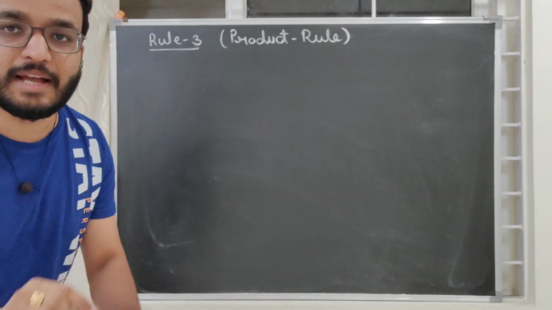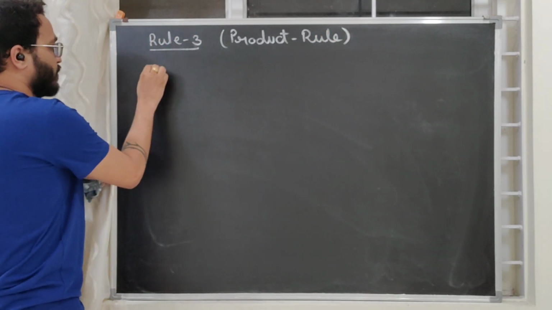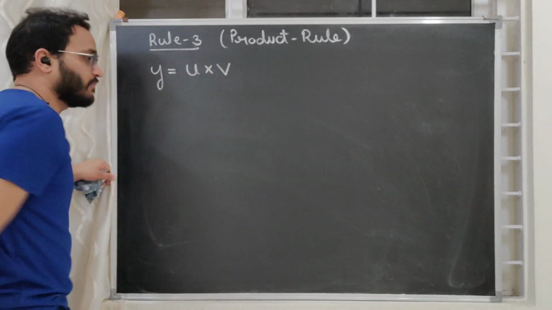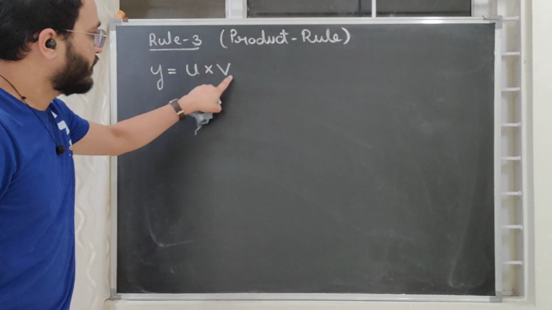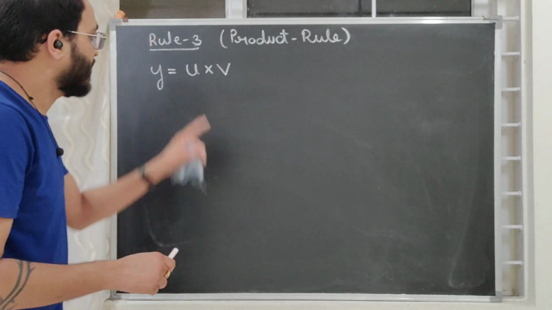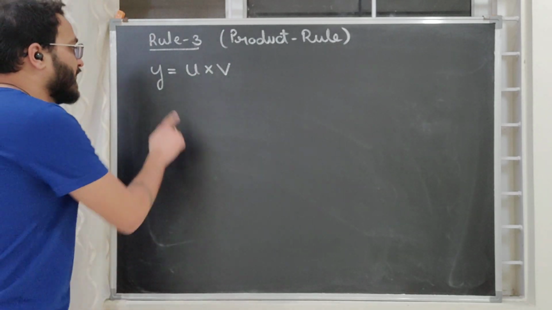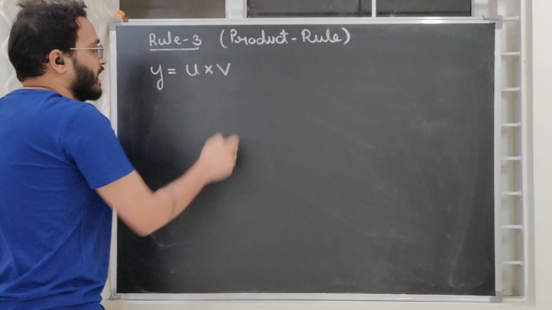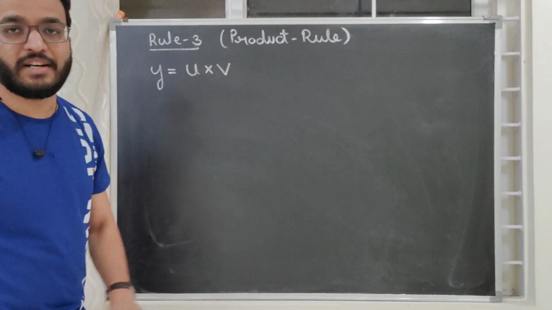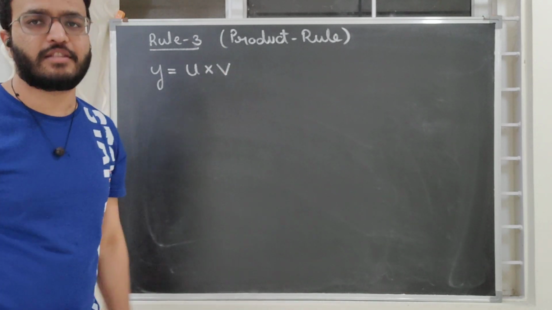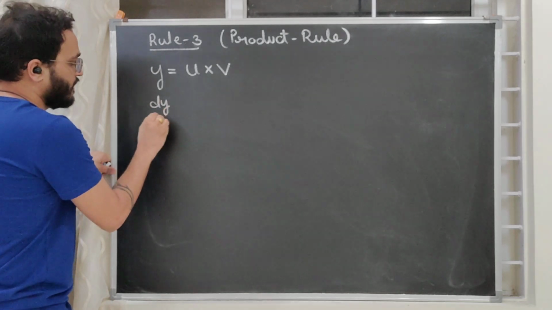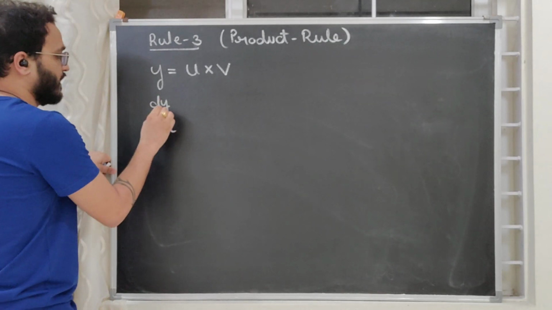Now what is going to happen here is, suppose y is given as u into v, right? That means two different mathematical functions are given which are multiplied with each other. So y is the product of u and v. Now y is also a function of x, u also depends upon x, v also depends upon x somehow. So if you differentiate y, then how do you find dy by dx, the differentiation of y?